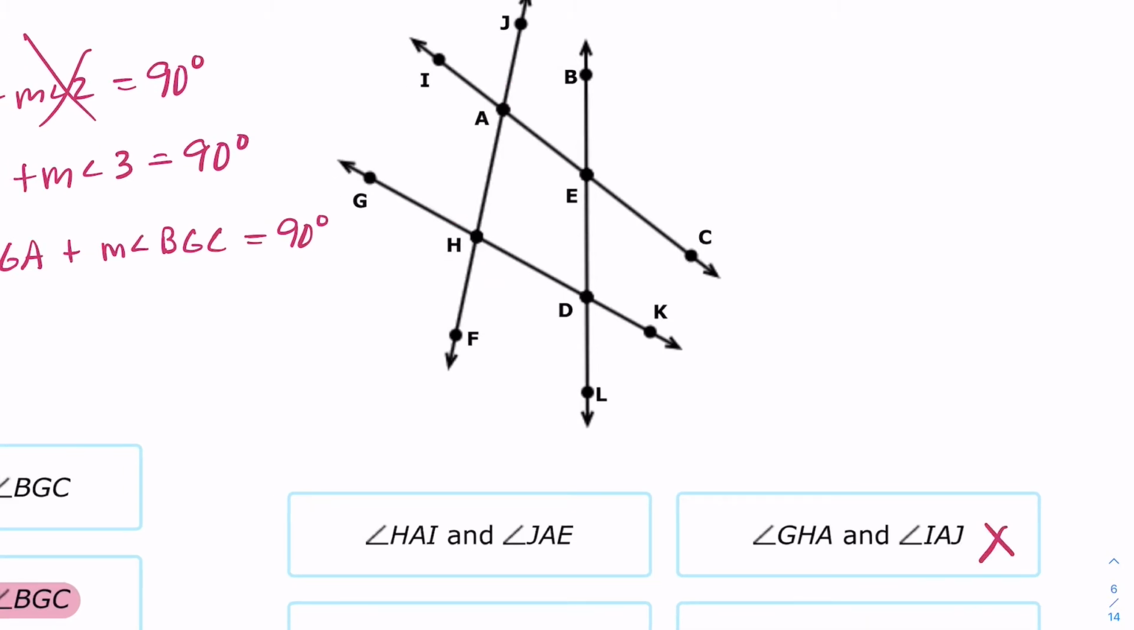Okay. Now this one was a no because AEB, which is this one, and IAJ is that one, and those are not vertical. And then AHD is this one, and EDK is that one. Those are not it. So the only vertical ones are these, which I found earlier. HAI and JAE, which are these two right here.